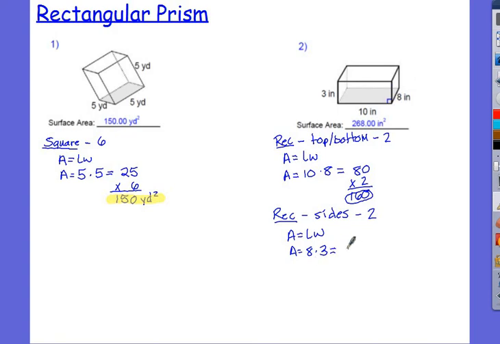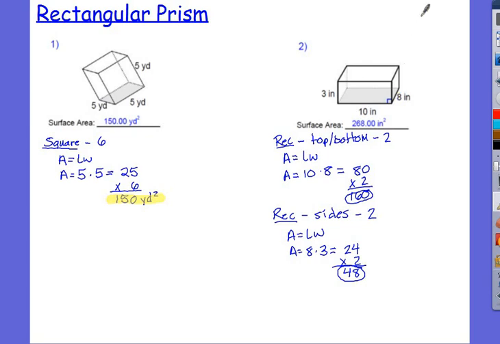3 times 8 is 24. How many sets of 24 am I going to need? 2. So that gives me a 48 for those sides. Wouldn't the 3 be the height? The 3 is the height, but it's forming this rectangle of the side.